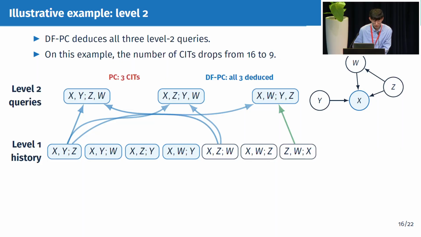At level 2, this effect becomes even stronger. All 3 level 2 queries can now be deduced from low-order information, including results that the Deduce module itself inferred recursively. So the PC algorithm performs 3 additional CITs at level 2, but our algorithm performs none of them. Overall, on this small example, the total number of statistical tests drops from 16 for the PC algorithm to 9 for DFPC, while learning the same structure.